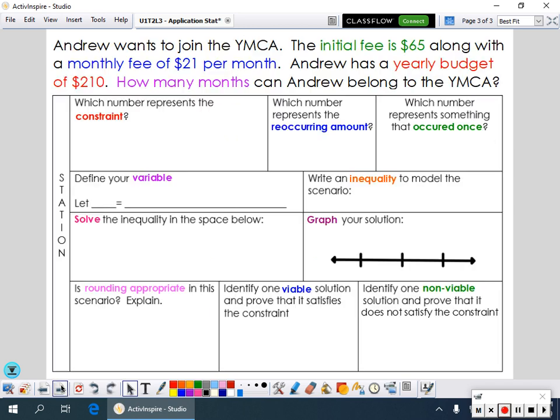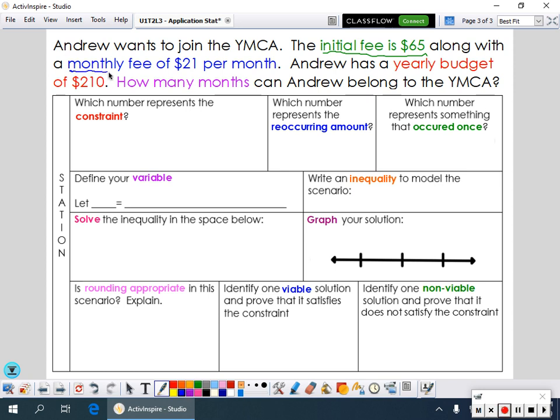So when you're looking at a word problem, it's important for you to break it down, and this graphic here goes through and tells you how you should look at your word problem, what things you should pay attention to before you get started. So it says, Andrew wants to join the YMCA. The initial fee of $65 along with a monthly fee of $25.